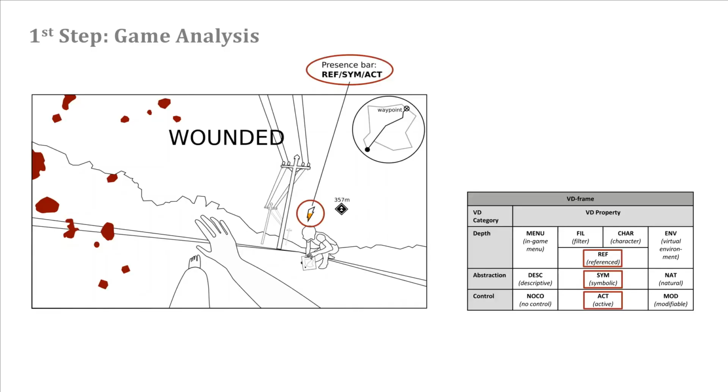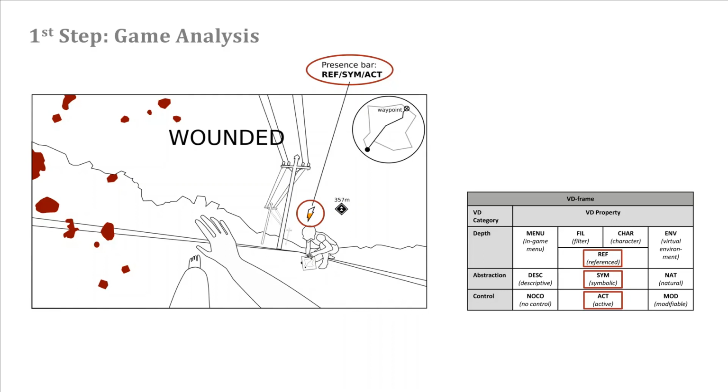Here's an example inside the game scene from before. The presence bar is not part of the virtual environment, but it references an entity within the virtual environment, so it has the depth property referenced. The depiction of the presence bar is symbolic, so the abstraction property is symbolic. The fill level of the presence bar depends on the activity of the player's virtual character.